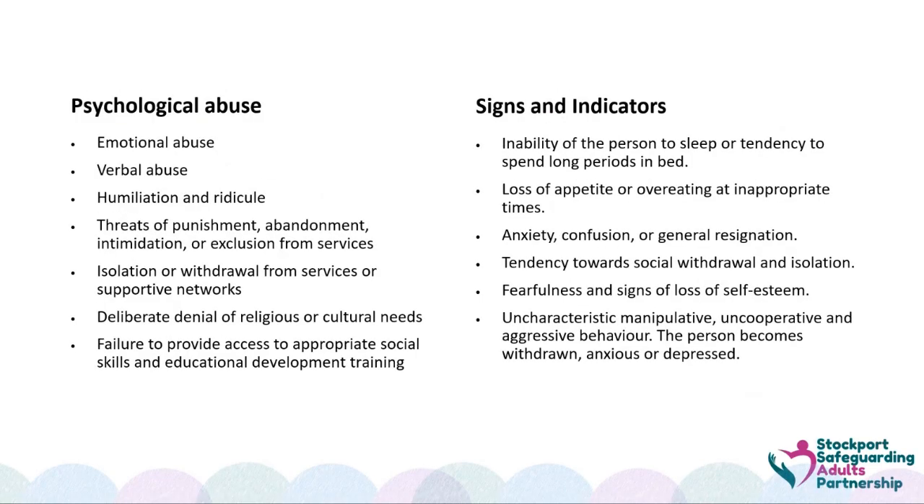Psychological abuse covers quite a number of elements, and that could include emotional abuse. It could be verbal, humiliation, or ridicule of an individual. It could be threats of punishment, abandonment, intimidation, or exclusion from services. It could be that the individual is isolated or withdrawn from services or supportive networks. And it could be, around the psychological abuse, the deliberate denial of religious or cultural needs.